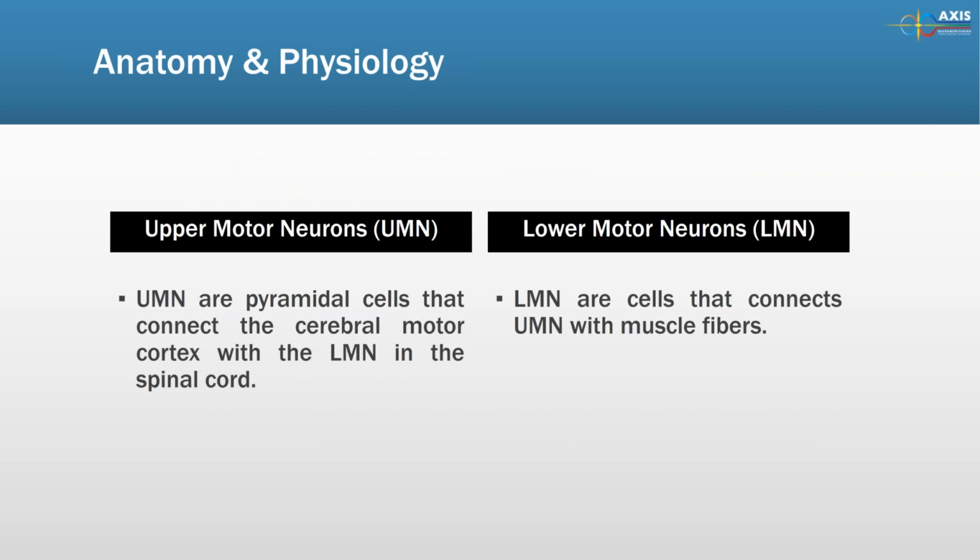There are two types of neurons in the motor pathway. One is the upper motor neuron, the second is the lower motor neuron. The upper motor neurons start from the pyramidal cells in the primary motor cortex, the precentral gyrus, and they travel down and make a synapse with the lower motor neurons in the spinal cord. The lower motor neurons start from the anterior horn cells and connect the upper motor neurons to the neuromuscular junction. So there are two neurons in the motor pathway, primarily upper and lower motor neurons.